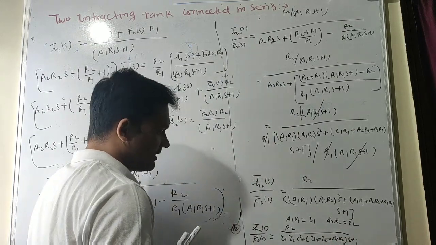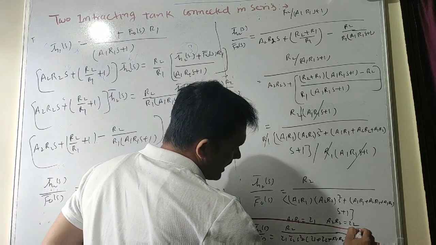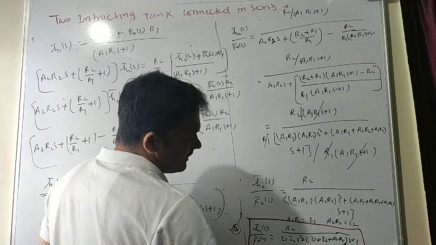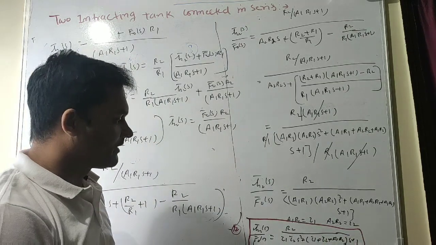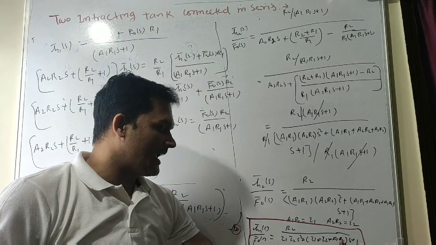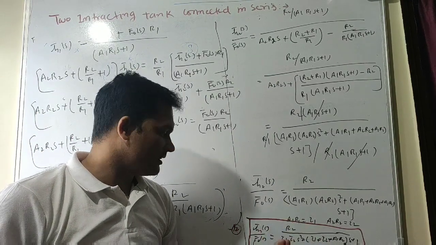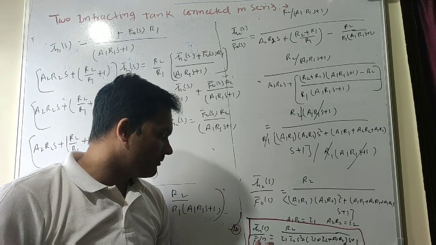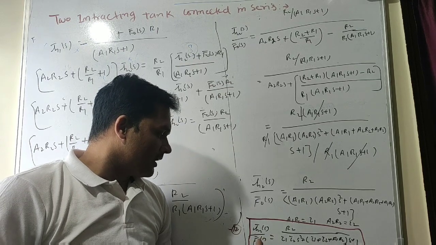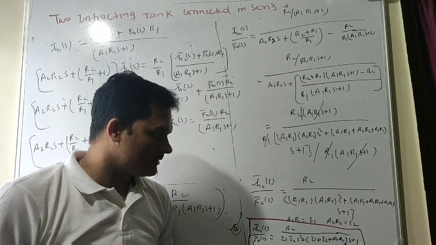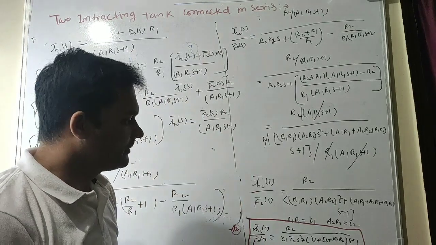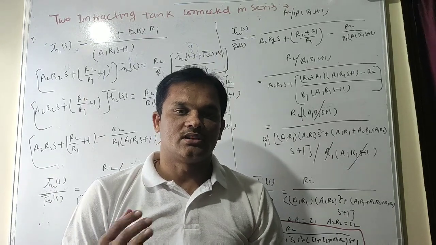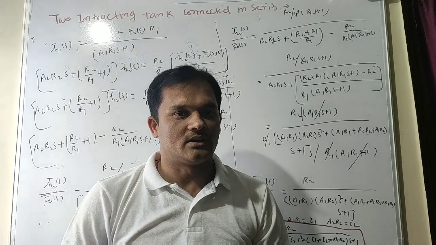So this is the desired transfer function of two interacting tanks connected in series, where H2 bar S is the height in the second tank and F naught bar S is the inlet flow rate in the first tank. So this is the answer, how we can find out the transfer function for the interacting tanks. So this is the procedure, step by step you can follow to find out the transfer function.